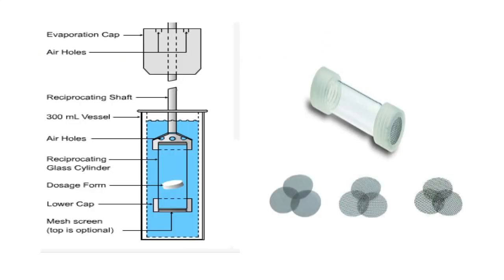Chewable pills with prolonged release are made with it. And this is the structure of this reciprocating cylinder. You can see that the cylinder is placed, and in that cylinder, we are placing the dosage form.